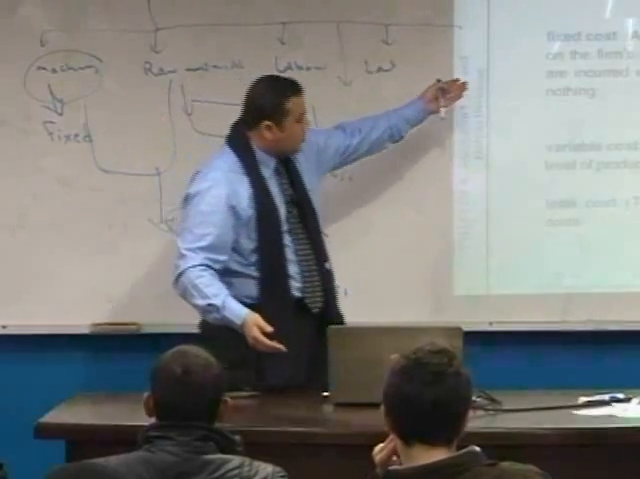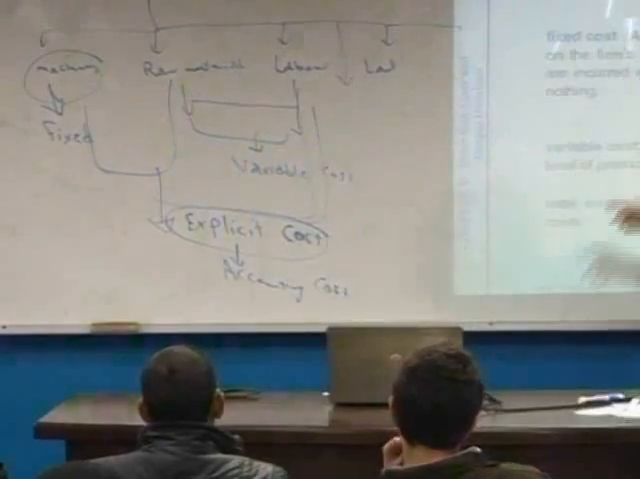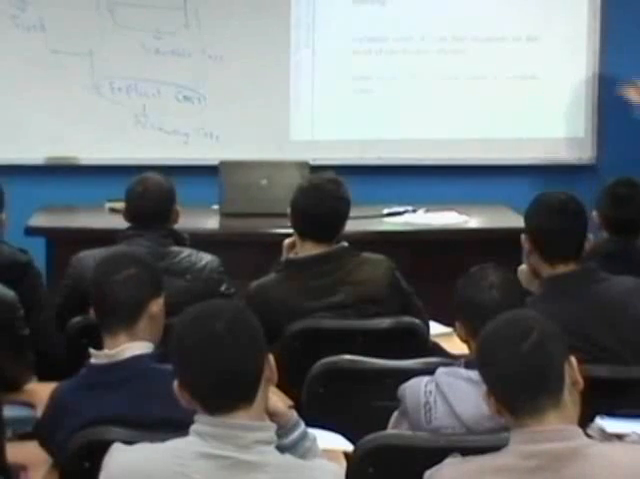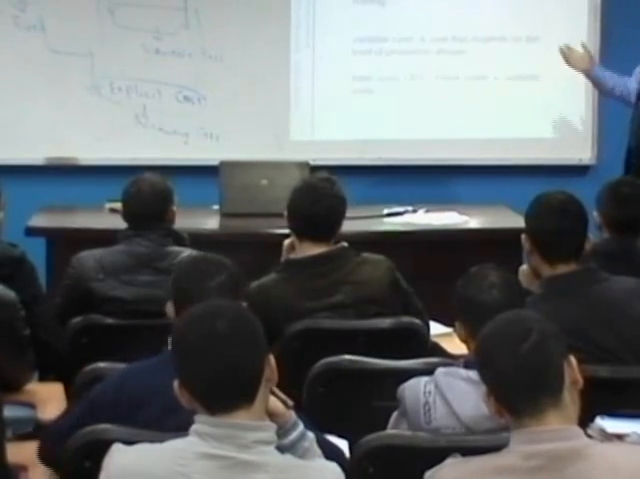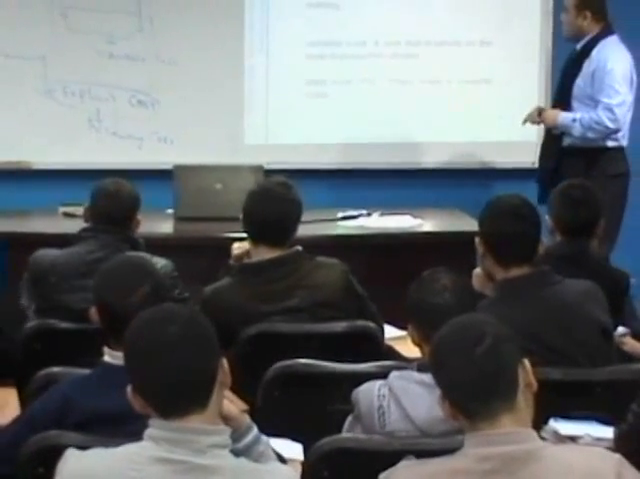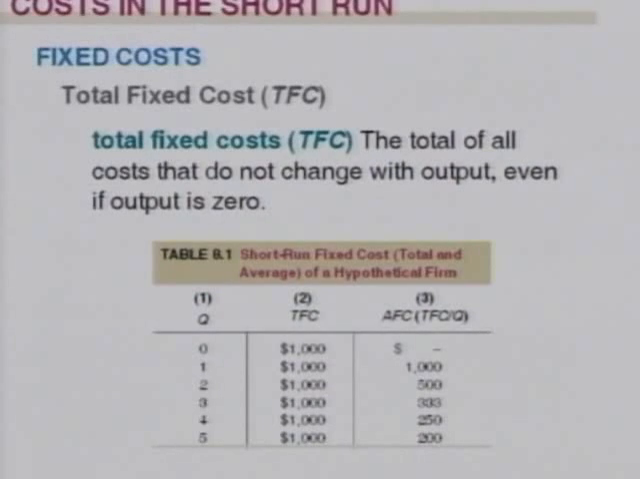So let's go to the fixed cost. Any cost that does not depend on the firm's level of output. As you see, the total fixed cost is the total of the costs that don't change with output, even if output is 0. As you see, this is the Q. So the AFC, the quantity is 0, 1, 2, 3.